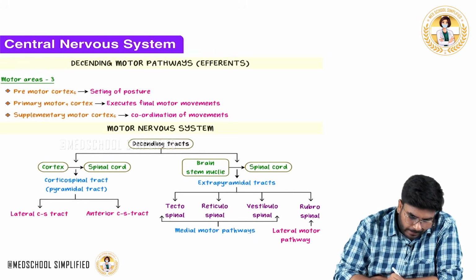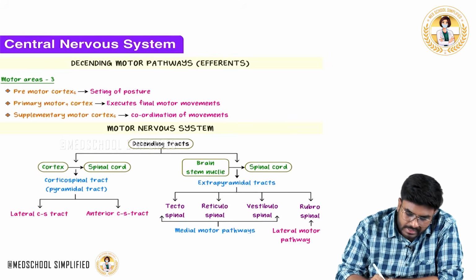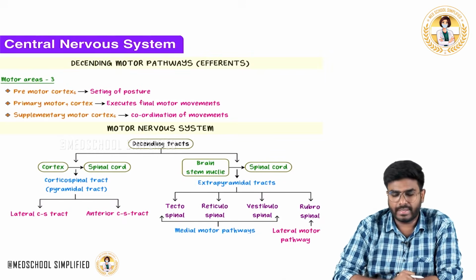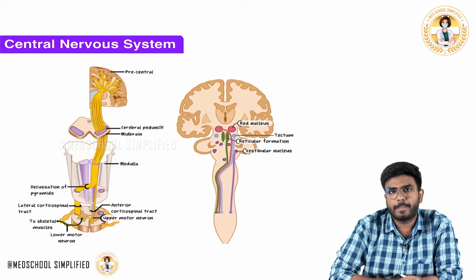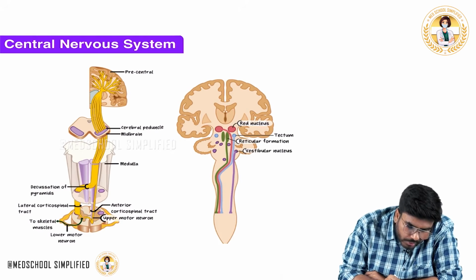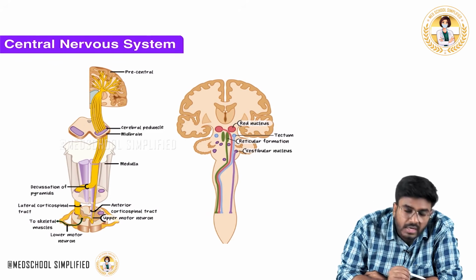First of all, the difference is where the upper motor neurons are starting. In the corticospinal tract, the upper motor neurons start in the cortex. In the extrapyramidal tracts, the upper motor neurons start in the brainstem nuclei. Let me show you the same in this image. You can clearly see the two different images. Now please appreciate, guys, here are the upper motor neurons. These upper motor neurons, from where are they starting?